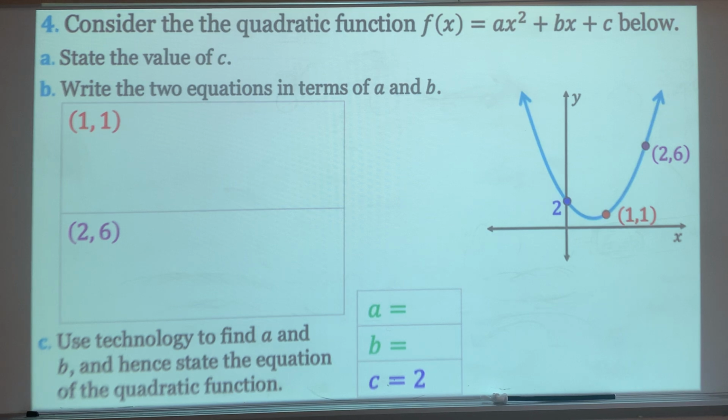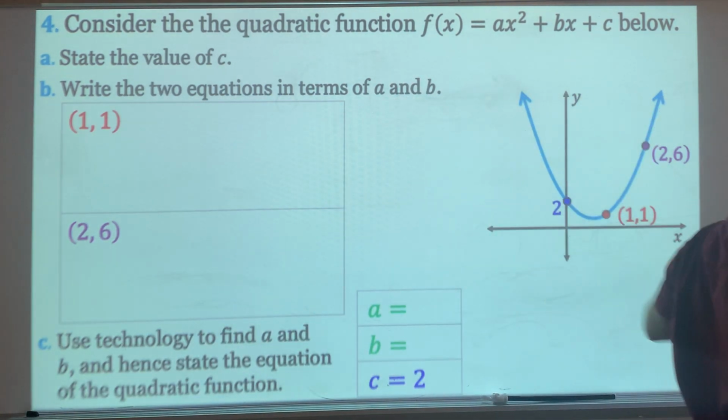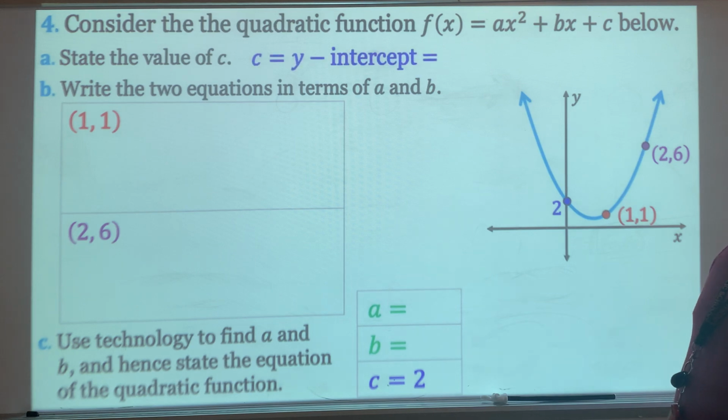All right. First off, can we figure out what C is, what our y-intercept is? We can do that from just looking at this graph, or by making x equal to 0. So by looking at this graph, what's C going to be right here? It's your y-intercept. So your C is 2. So right away, this makes everything easier.